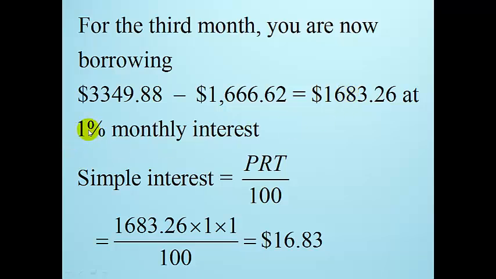So we also calculate the 1% monthly interest. The simple interest, which is equal to PRT divided by 100, will be equal to the principal, that is 1,683.26, times 1, that is the interest rate per month, times the time, that is 1 month, divided by 100, and the result is 16.83. That's the simple interest on the principal 1,683.26. So the interest is $16.83.